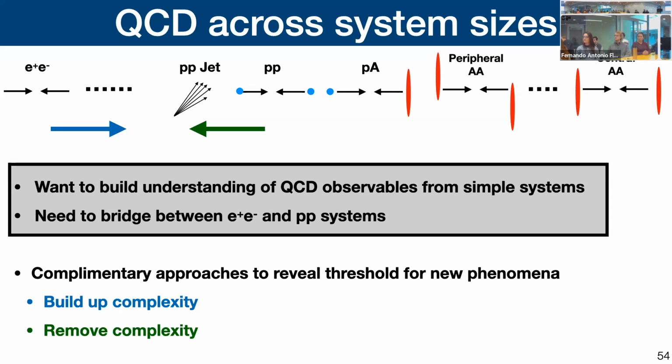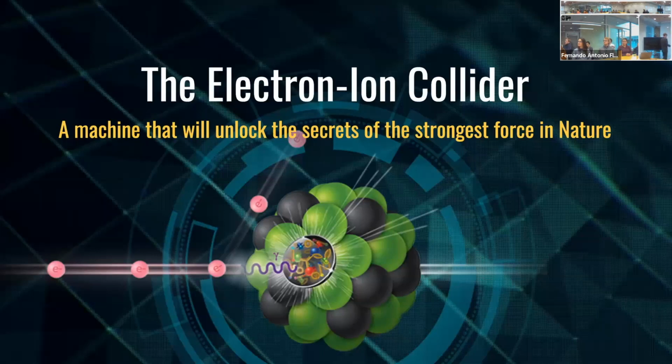Now I want to talk about how we can also build up complexity from simple systems, right? So starting from electron-positron collisions. And the way we can do this is by taking one electron and colliding it with a hadron. We're actually going to be able to do this at the next big facility that's being built in the United States, known as the Electron-Ion Collider.